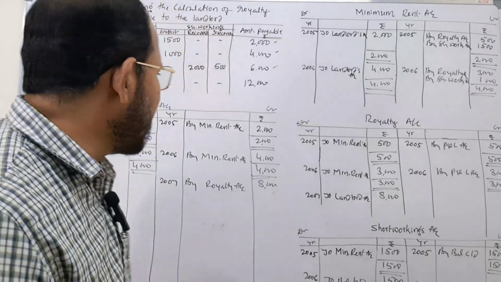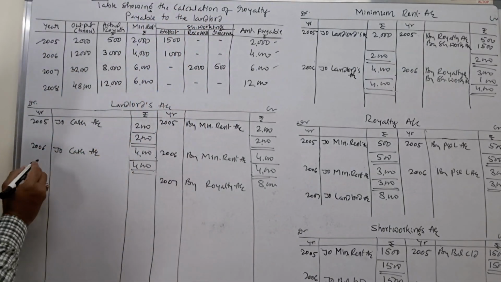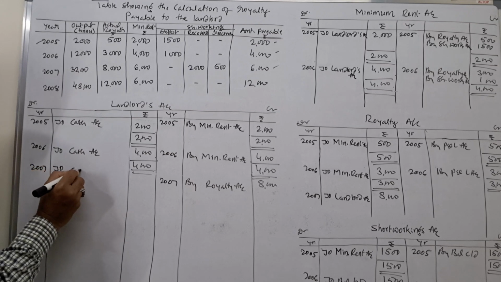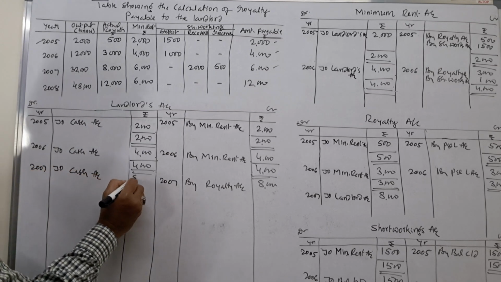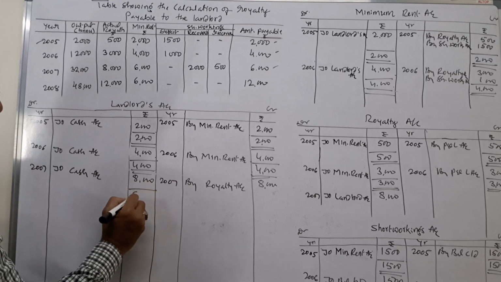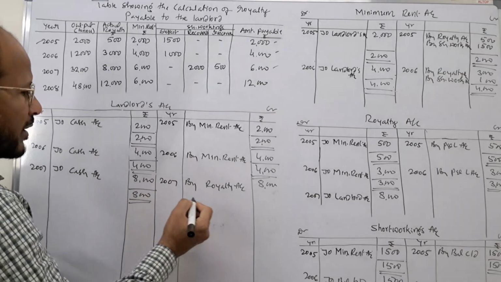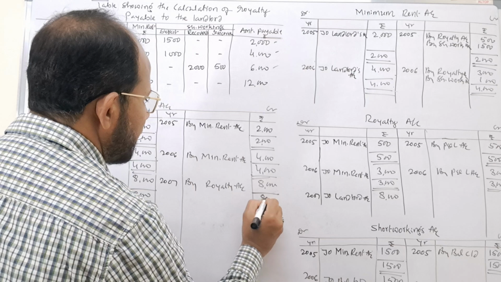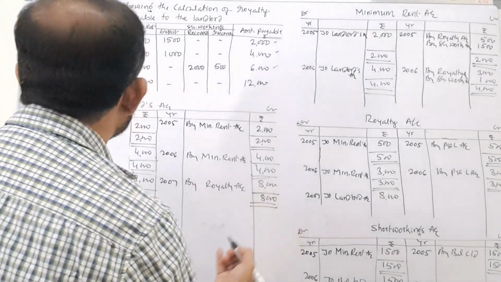When payment is made to the landlord, what journal entry do you pass? Landlord's account is debited and cash account is credited. Rupees how much? Rupees 8000. You close the account here. 8,000 and rupees 8,000.